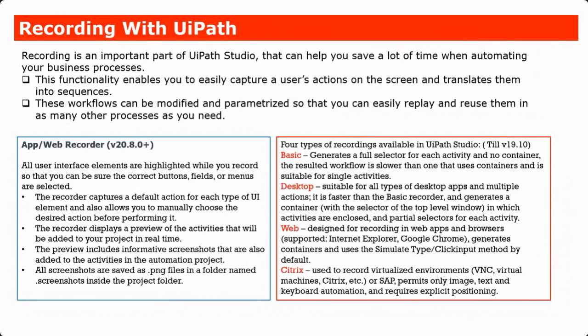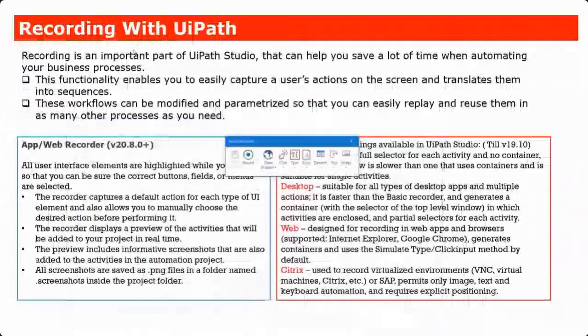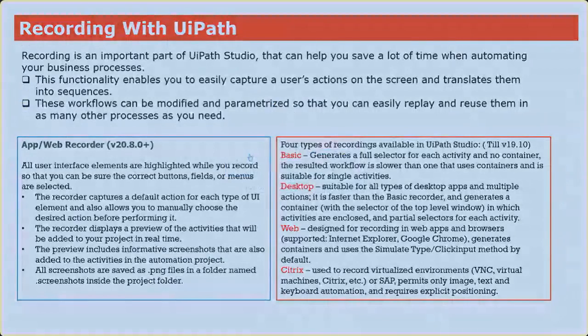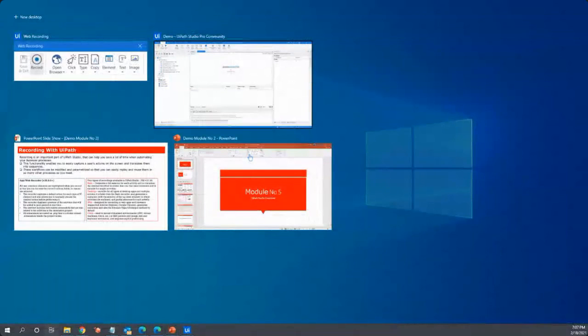So I'll quickly go to UiPath Studio and show how you can record your steps and play with them. Let's open this up. For recording, all you need to do is click on recording and then click on web. Say, for example, you're automating a web task, so I'll click on web. And then you can click on the recorder, and open up the tab that you want to record.